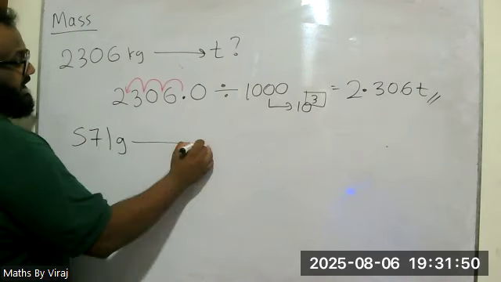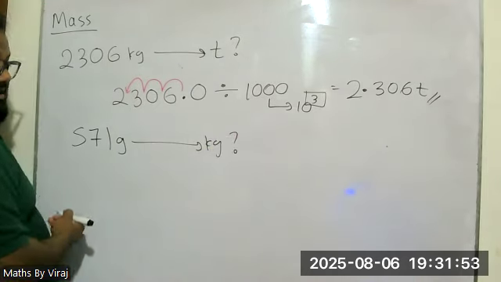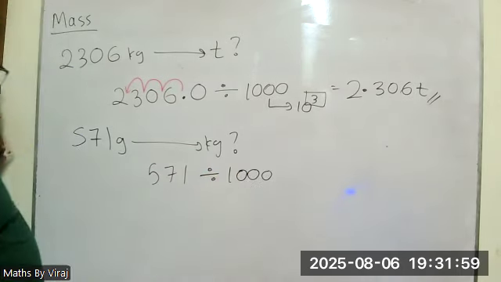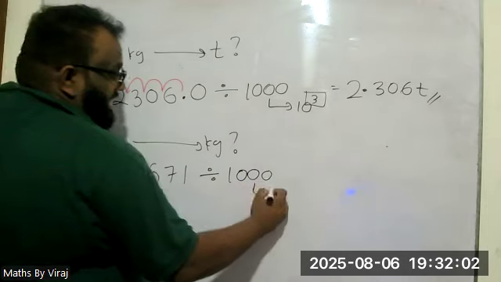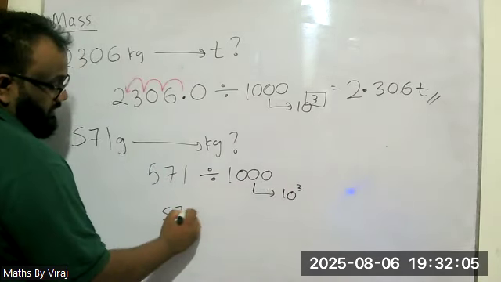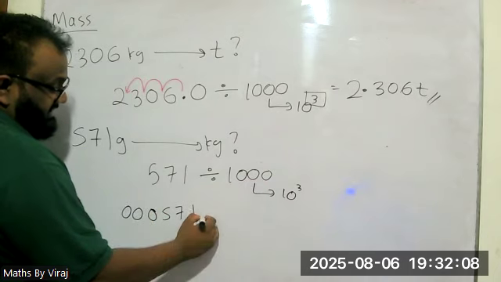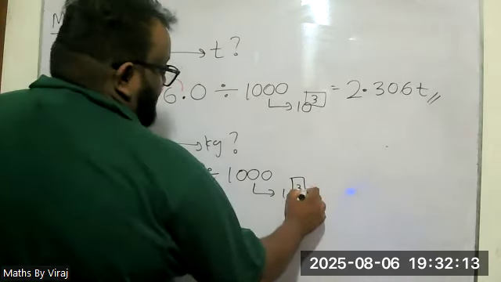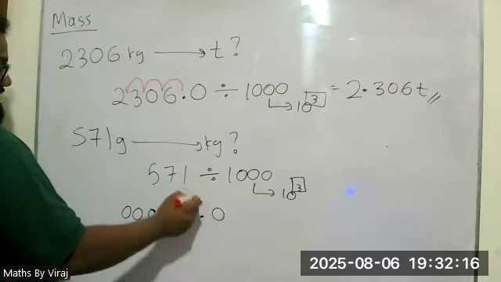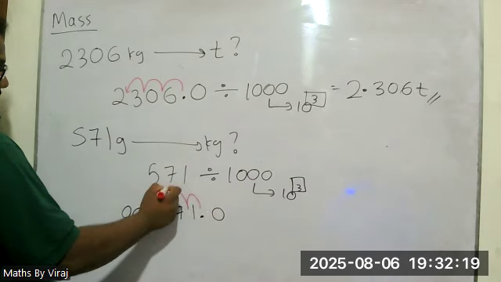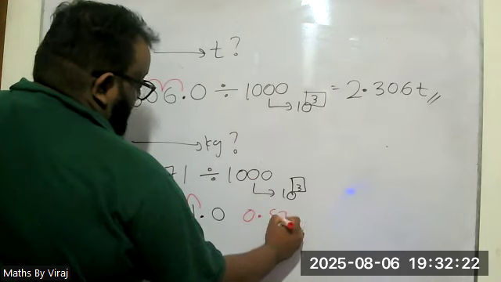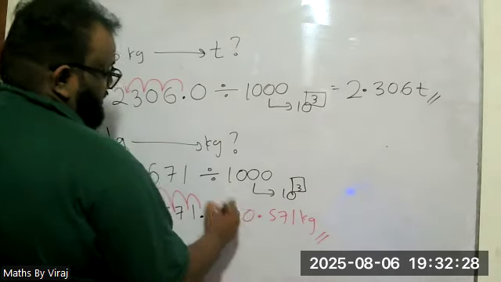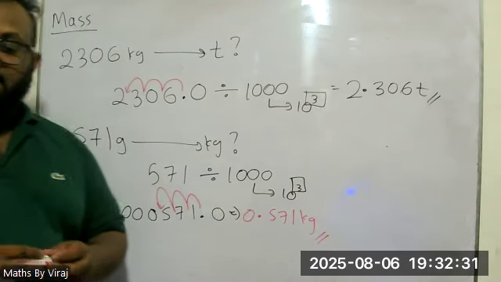Another one: 571 grams. I need you to write it in kilograms. Now, let's look at this. 571, you divide that by 1000. This is again 10 to the power 3. Previously we had zeros at the back, now we have zeros in the front. Again, this is 10 to the power 3 and it is division. Therefore, this moves 3 back. That is 0.571 kilograms. Did I make myself clear? Yes, sir. Take it down.